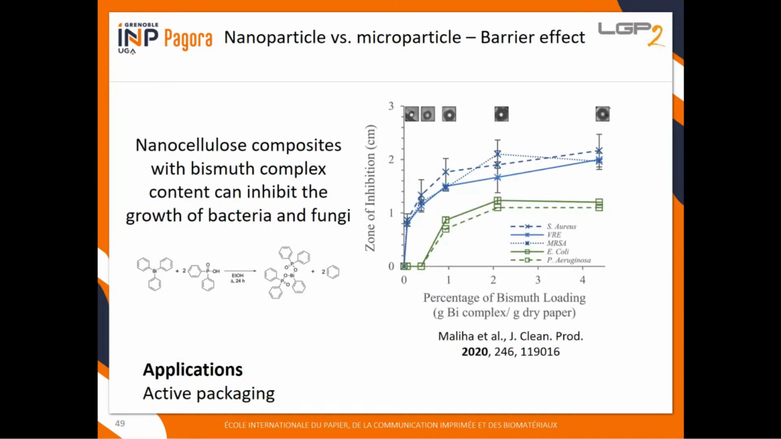So this is an example in which nanocellulose composites have been prepared with bismuth complex content that can inhibit the growth of bacteria and fungi. You have here the zone of inhibition during the bacterial growth as a function of the percentage of bismuth loading, and you can see that there is a decrease in the growth of bacteria and fungi. And of course, we can think also about the preparation of active packaging.